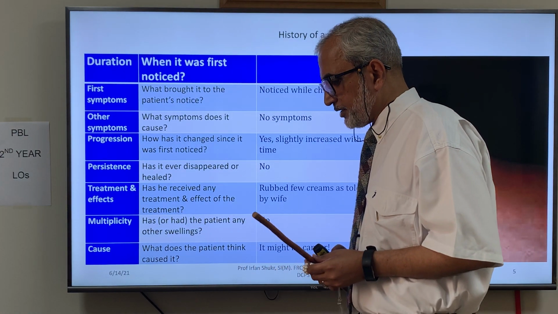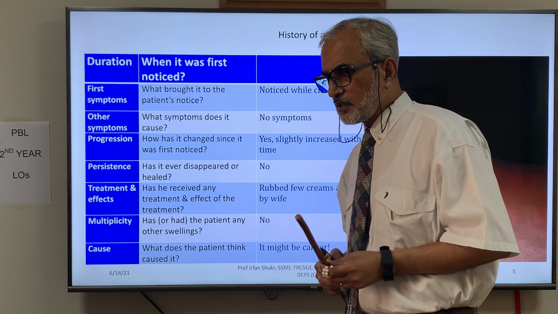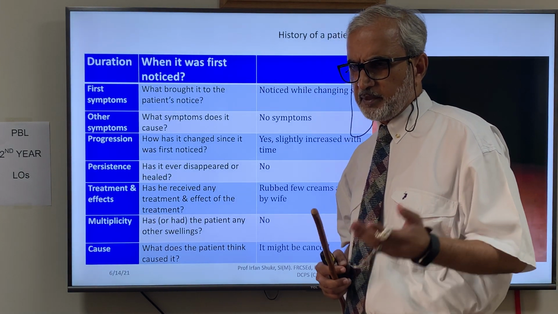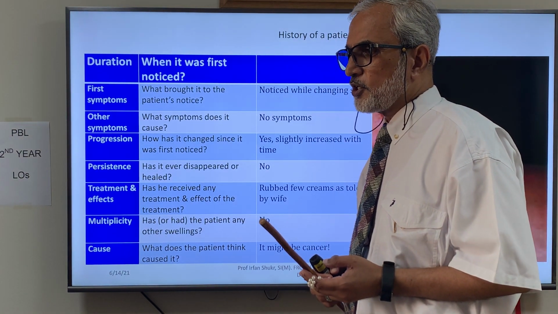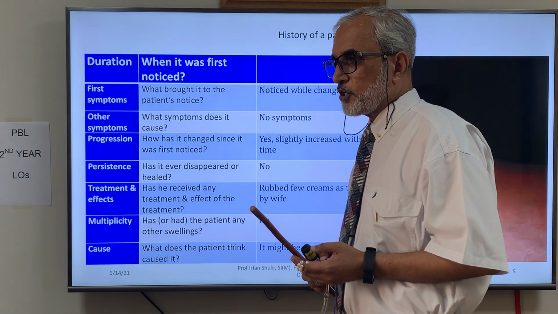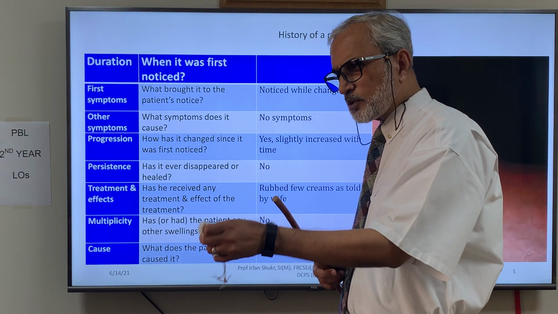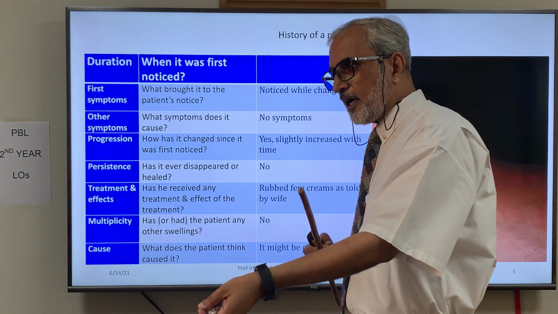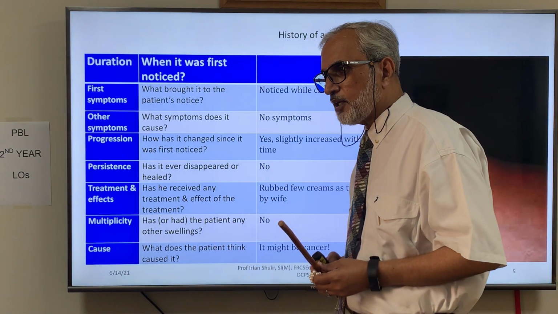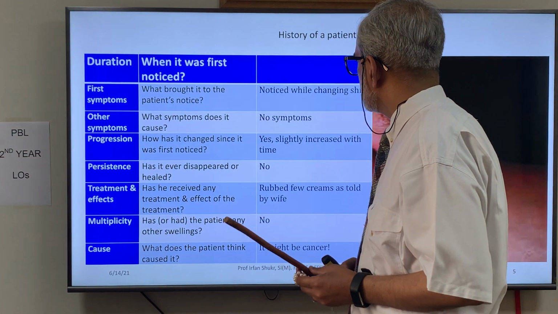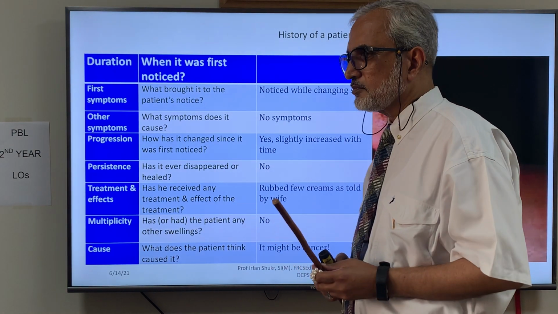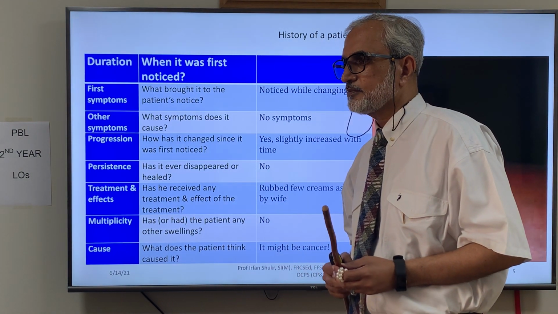Well, a few days ago, rather, it was not a few days ago, I still remember, it was many months ago. I was changing my shirt. When I was changing my shirt, I looked at my arm. Its sleeve was a bit tight, so I was trying to take it up, and I noticed there's a swelling in my forearm. Alright. So you noticed it while changing your shirt. Yeah. That's what brought it to your notice.